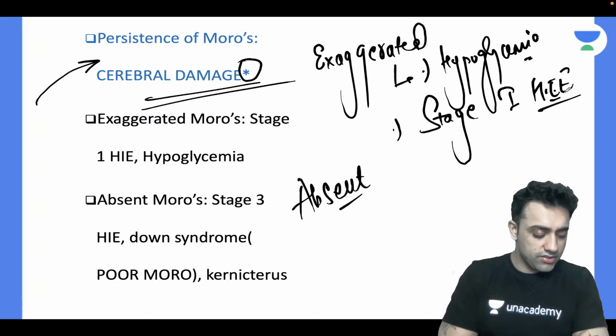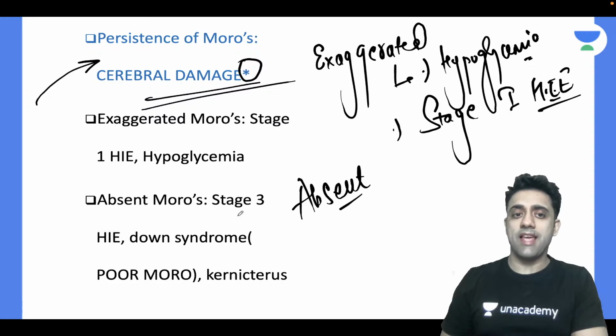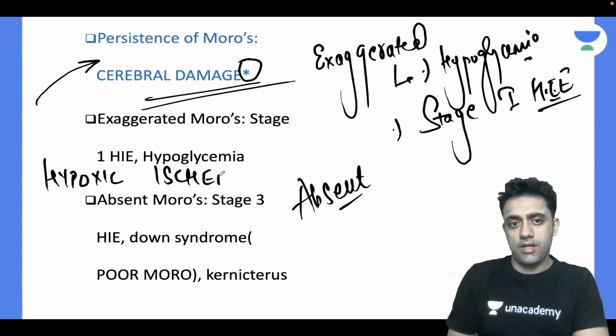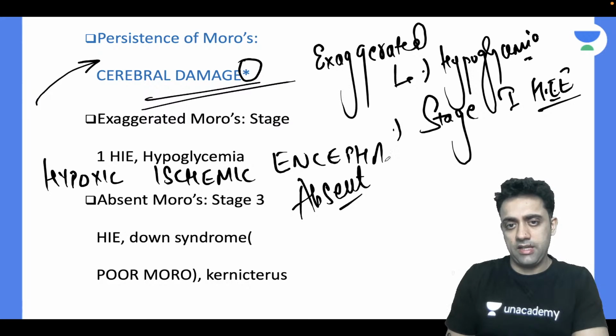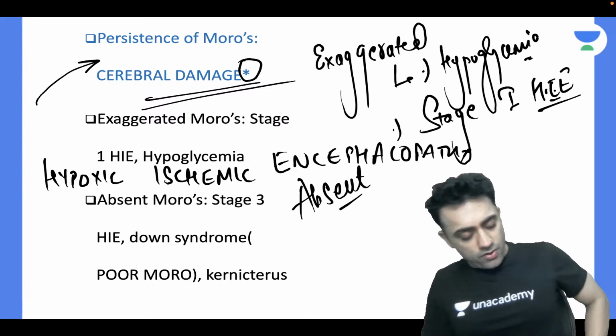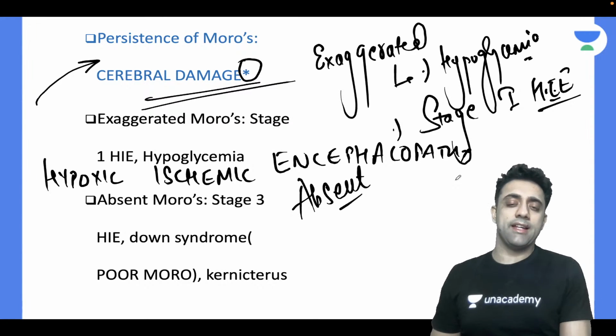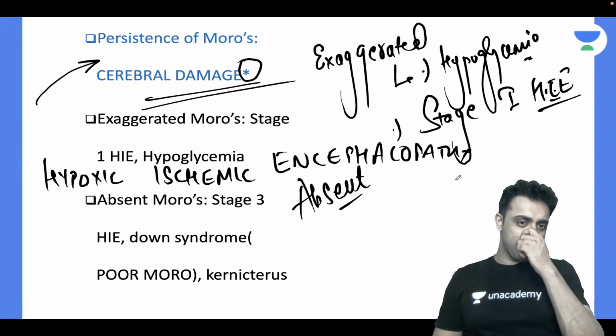Please remember this new word, something known as HIE. What is HIE? Hypoxic ischemic encephalopathy. What is this HIE? Hypoxic ischemic encephalopathy. What does it mean? What is the meaning of this? How should I remember this for the exam?